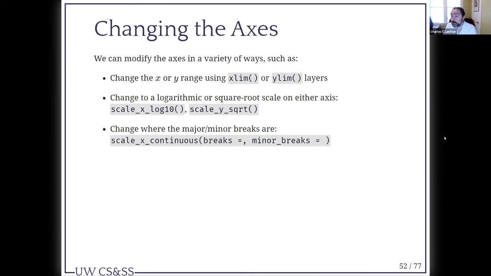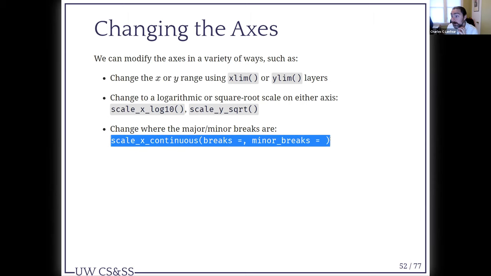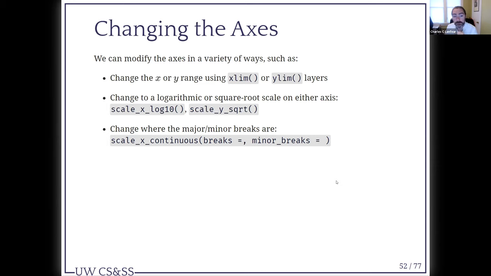Other things you might want to do, there are layers to do things like modify the axes on your plots. You can change the limits, like how wide the plot is, left and right, up and down. You can have it automatically calculate a logarithmic or square root scale if you want to see log linear relationships. You can change where the breaks are. The breaks are where the little tick marks and labels are. You can manually modify all those things.